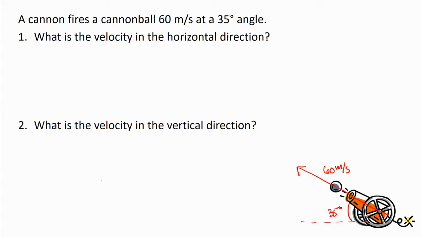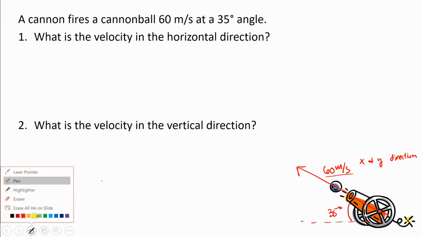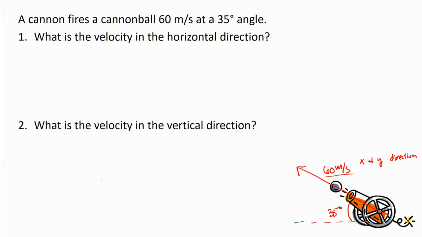Well, the problem with this 60 is that it is in both the x and y direction. And that's a problem because the x direction is going to be different than the y direction. The x direction is going to move at a horizontal, constant speed. Vertical motion is going to undergo acceleration. So what that means is we need to break it into pieces. We're going to break this into a horizontal piece and a vertical piece.